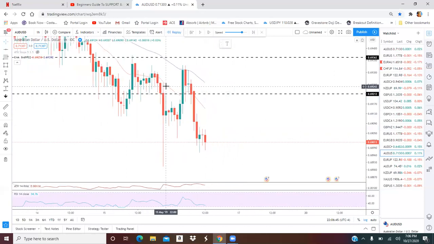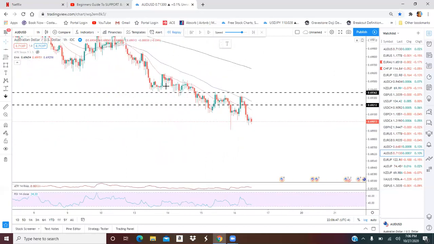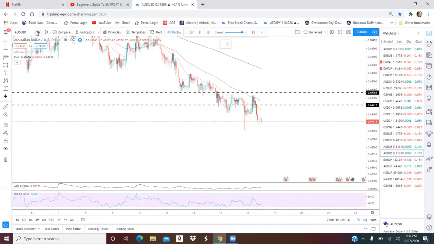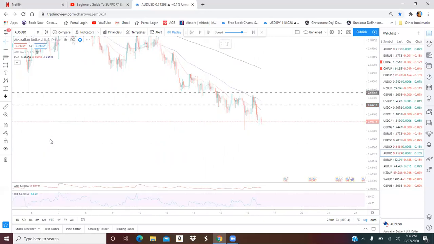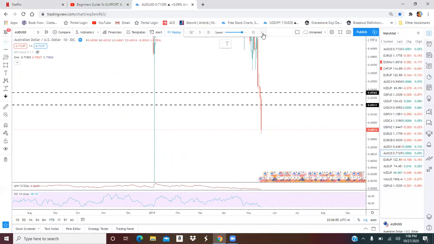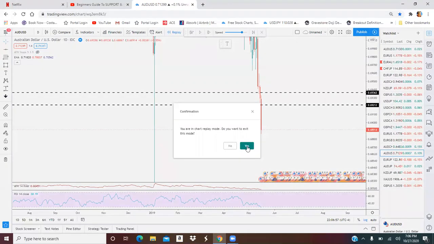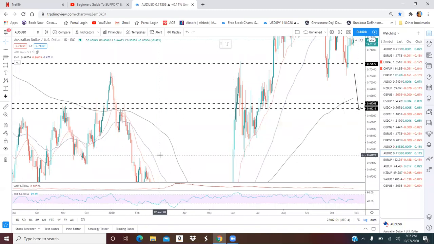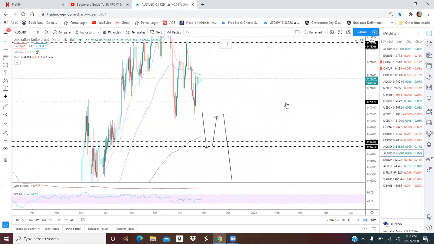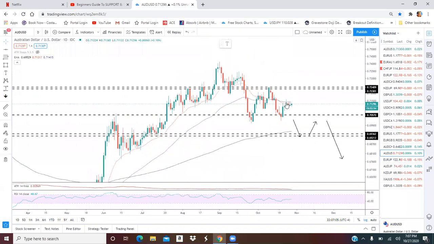So that's pretty much how I do my support and resistance, guys. You always want to start off on the day chart, mark up everything, your levels, and then take it down to the 4 hour chart and look for possible setups. Once a level is broken on the 4 hour or the day chart, that's when I move down to the 1 hour or 30-minute to look for an entry.